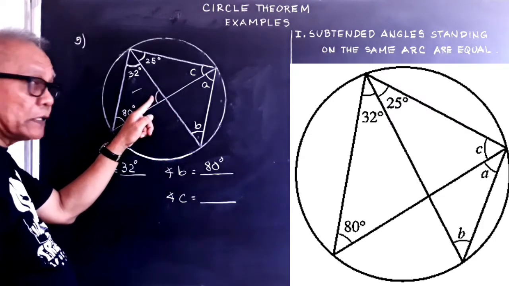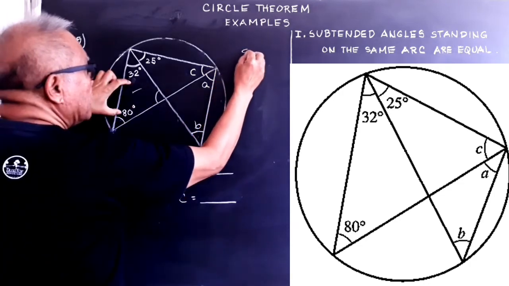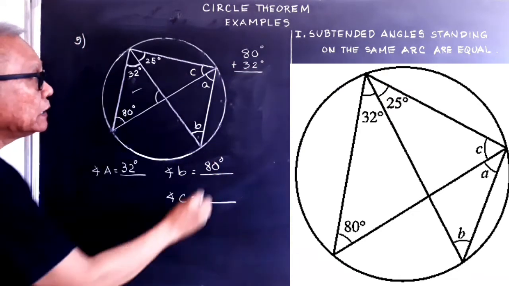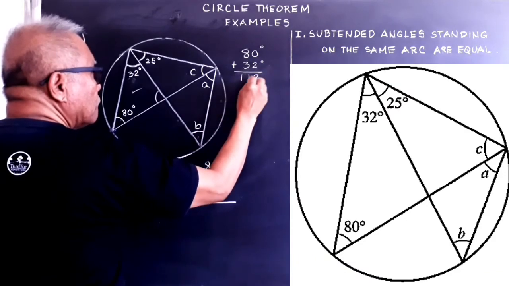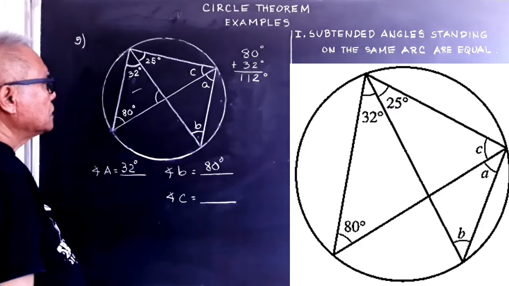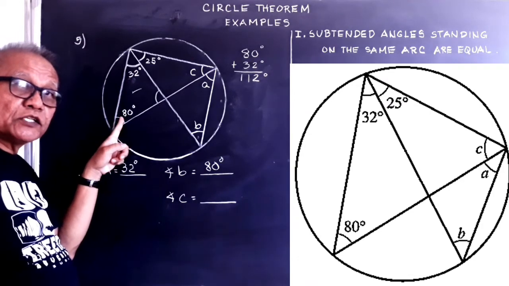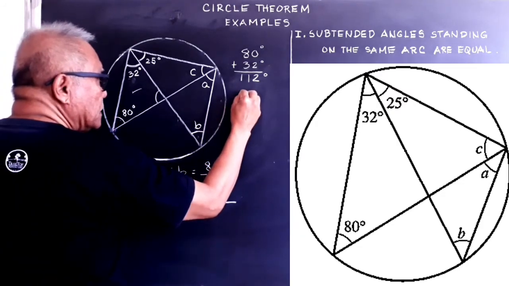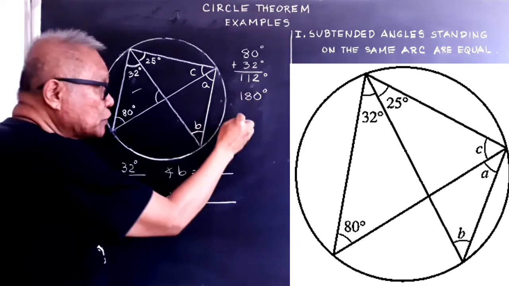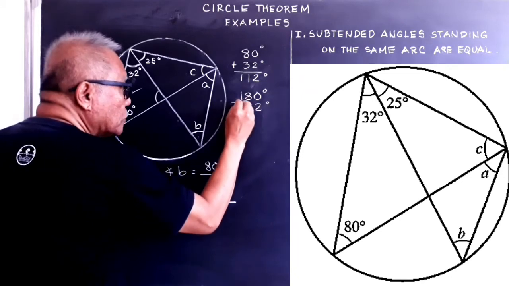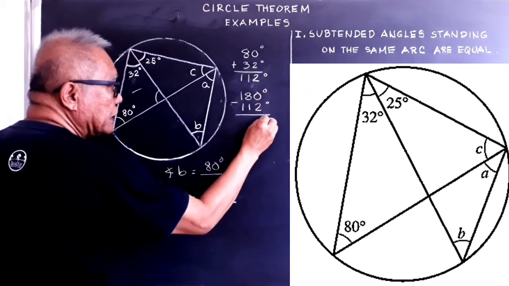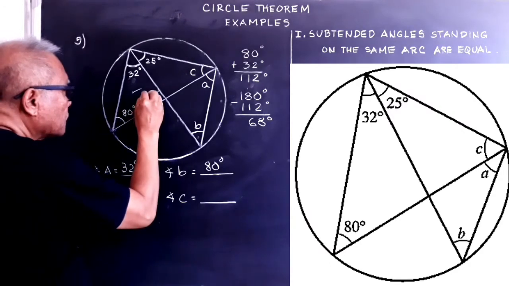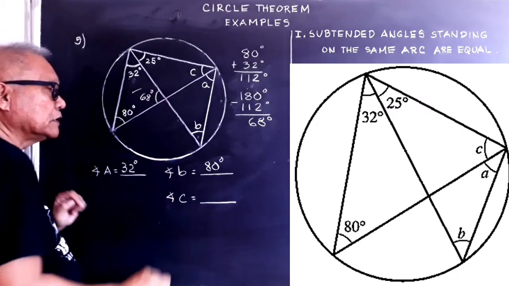So let us get first this one. So we add this one, we have 80 degrees plus 32 degrees. So we have 112 degrees. So the sum of these two is 112. What do we do with 112? Subtract it from 180 degrees. So let's subtract that one, 180 degrees minus this 112. So this one is 68 degrees. So therefore this one is 68 degrees.